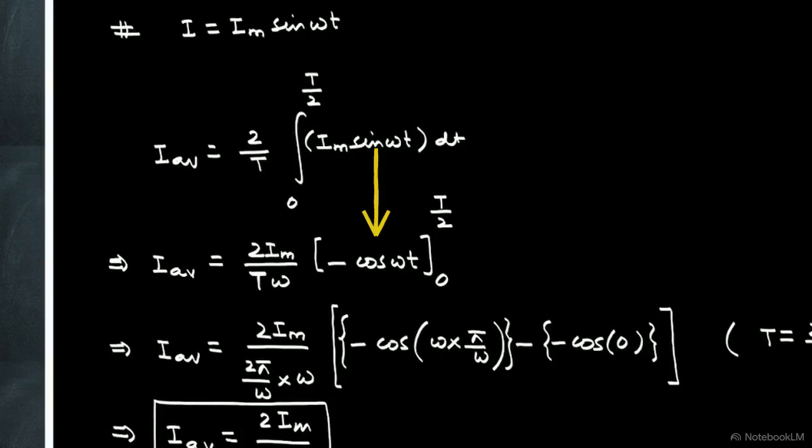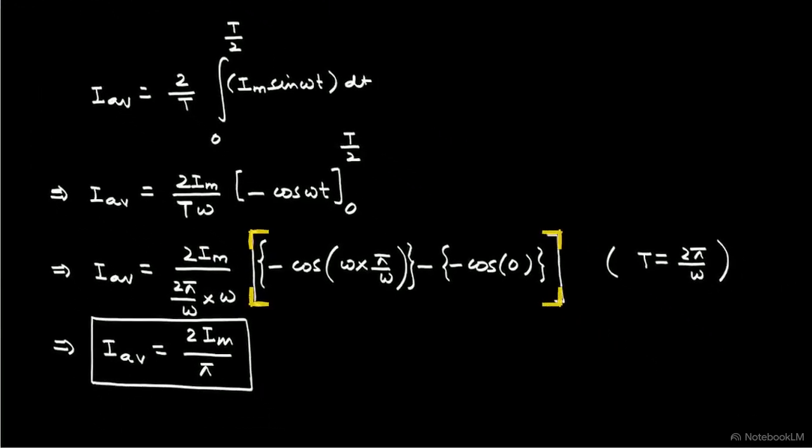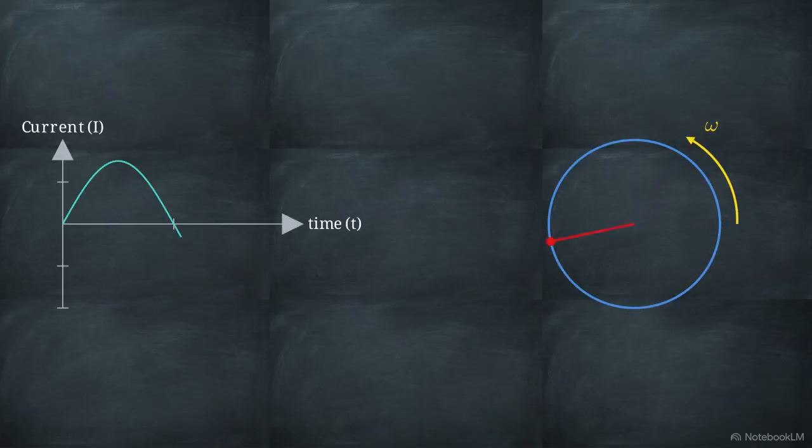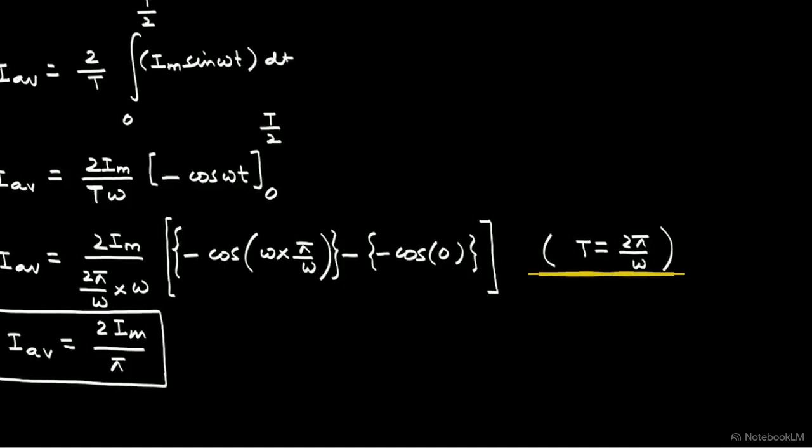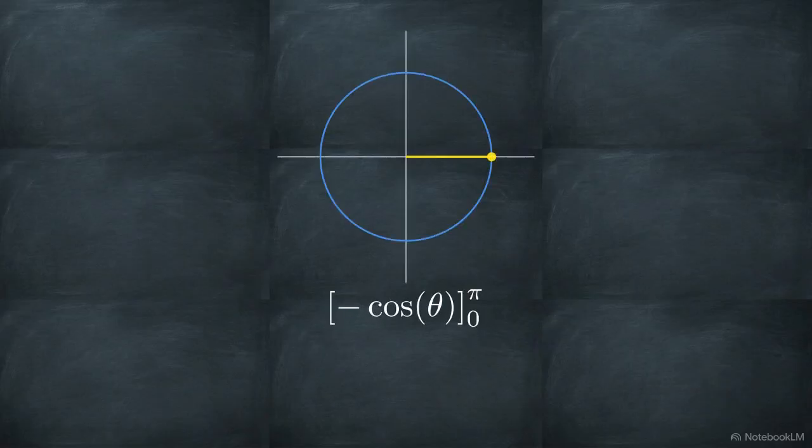To find the antiderivative, we recall that the integral of sine is negative cosine, and the angular frequency omega must be factored out into the denominator. We evaluate the limits by plugging in T over 2 and 0 into our time variables. Solving this requires a critical substitution regarding the relationship between the wave's period and its frequency. Since period T equals 2 pi divided by omega, the complex argument inside our cosine function simplifies down to a clean value of pi. The remaining trigonometry is straightforward.